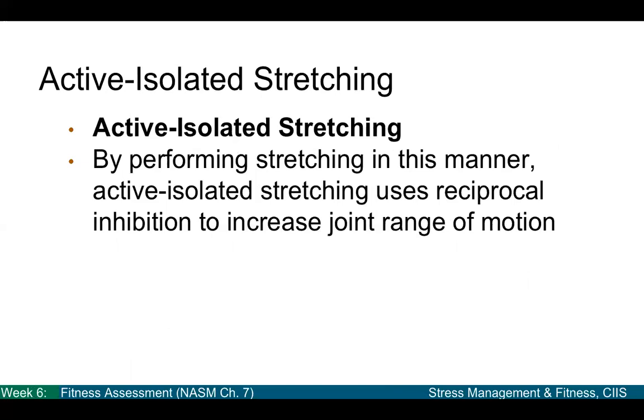So some more on active isolated stretching, which is part of our active stretching phase of the integrative flexibility continuum. That's the second of 3 phases. You can do this by performing stretching in this manner. By engaging in active isolated stretching, you use reciprocal inhibition to increase joint range of motion. So you're allowing your muscles to talk to your central nervous system, and that's really priming optimal flexibility.